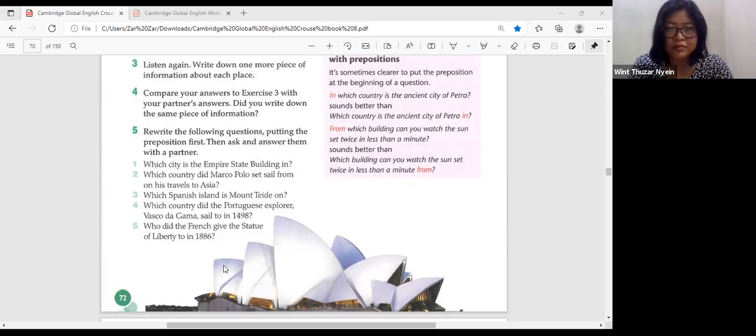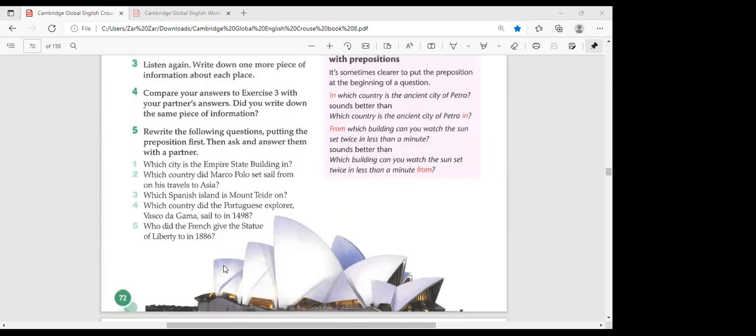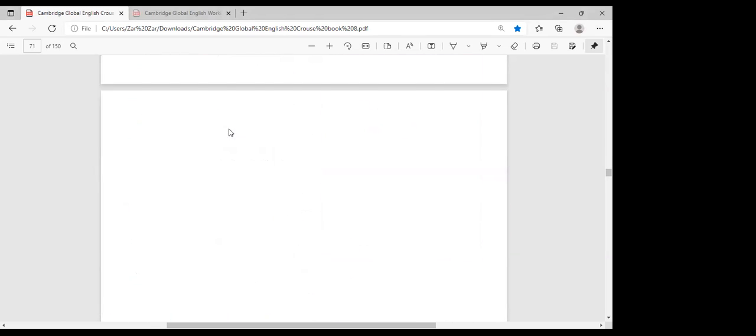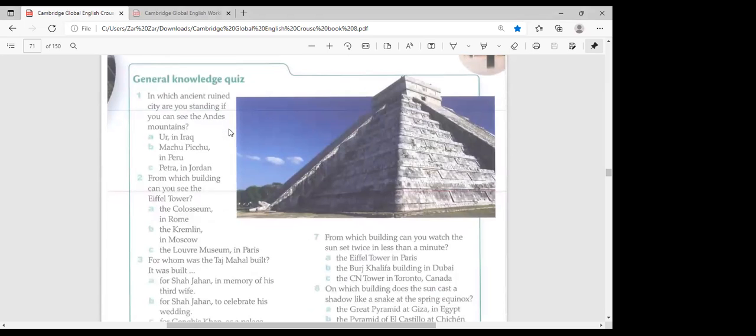Track 19. 1. Can you hear? Yes, teacher. Okay. In which ancient ruined city are you standing if you can see the Andes Mountains? You're standing in Machu Picchu in Peru. Machu Picchu was built by the Incas. It's high in the Andes Mountains at 2,430 meters above sea level.